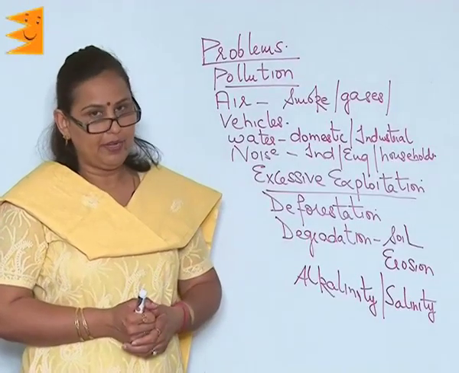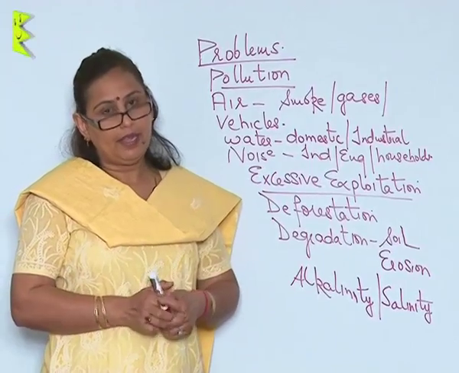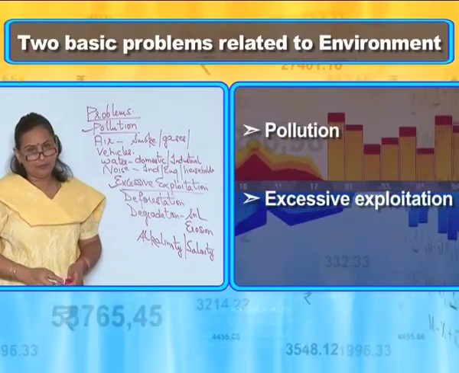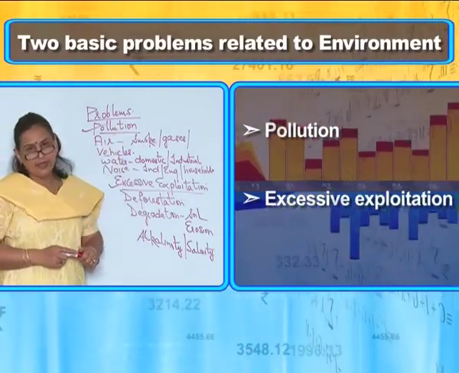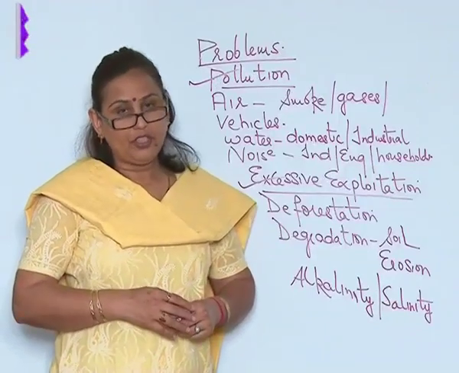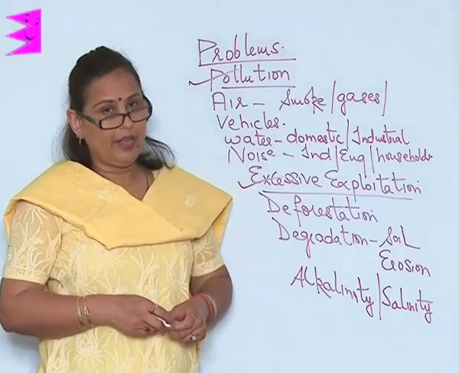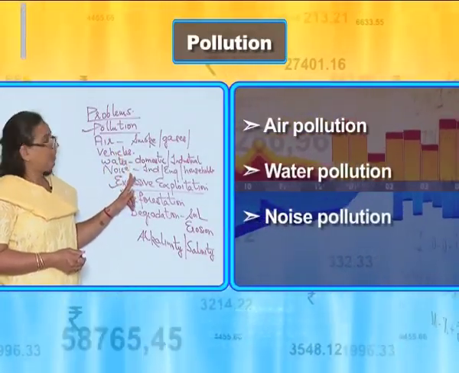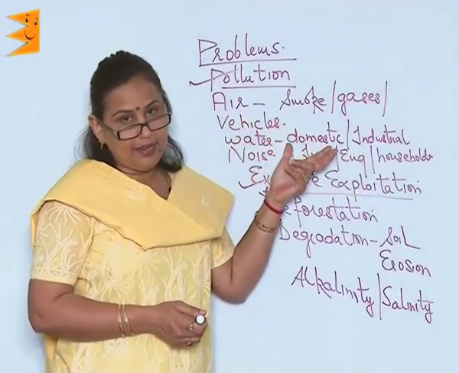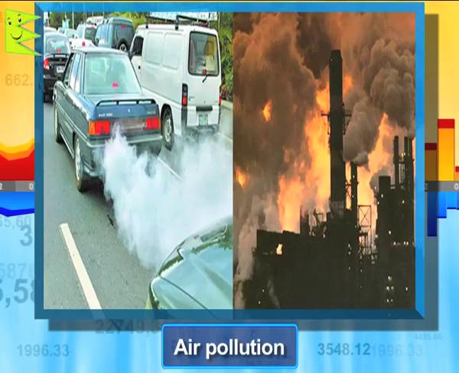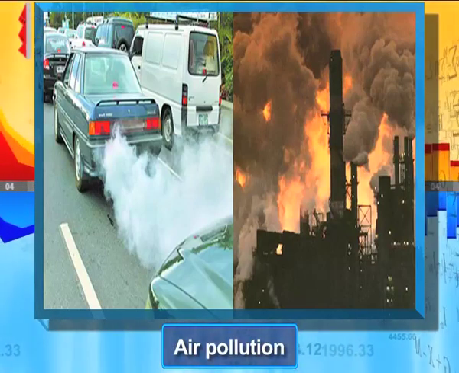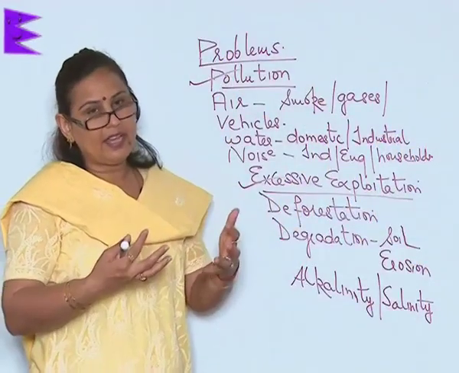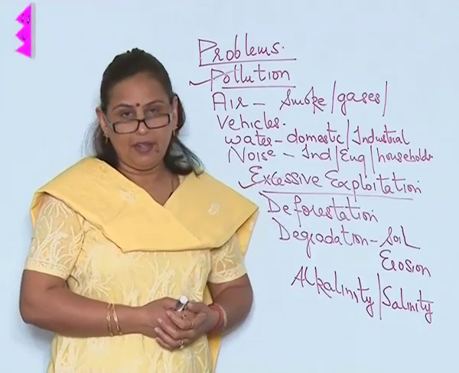This beautiful environment faces two big problems, and those are pollution and, second, excessive exploitation. As far as pollution is concerned, there are three kinds of pollution which harm the environment in a big way: air pollution, water pollution and noise pollution. Air pollution is caused by the smoke and gases which come out of factories and also the vehicles which run on the roads. All this smoke and dust adds to the pollution of the environment.